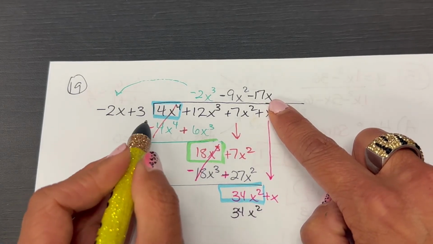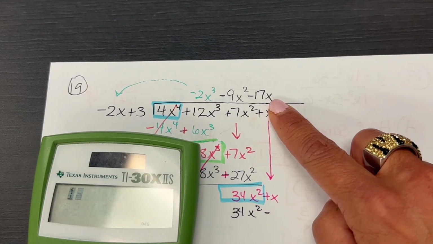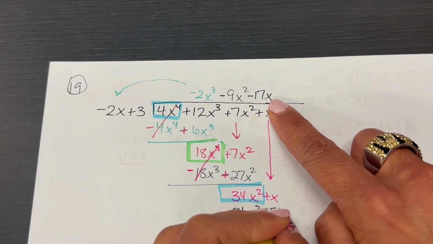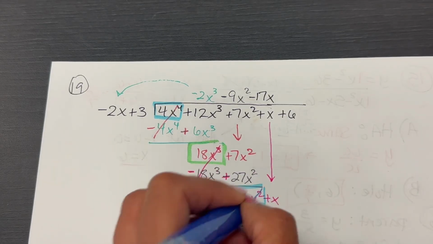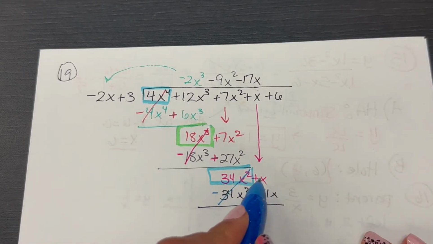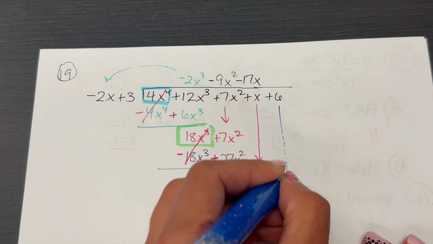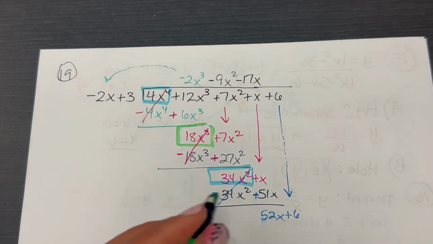Negative 17x times 3 is negative 17 times 3, 51x. And then we got to do the sign change. So this becomes negative, this becomes positive, those cancel out. X plus 51x is 52x. And then we bring down that last term, and we just need to do this one more time.